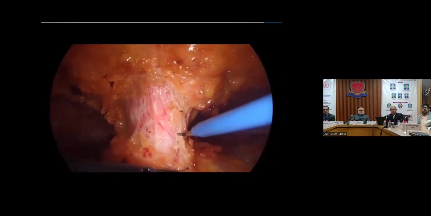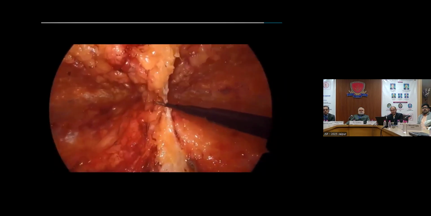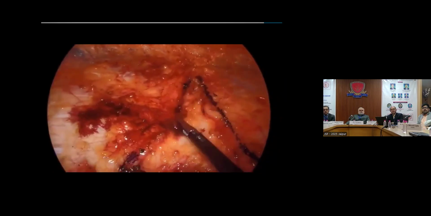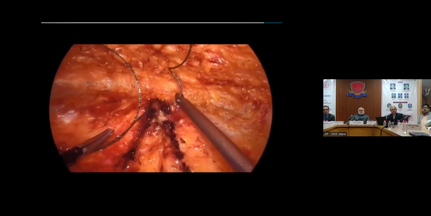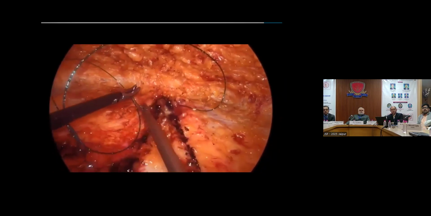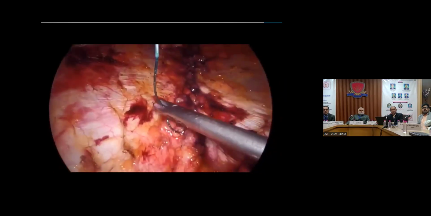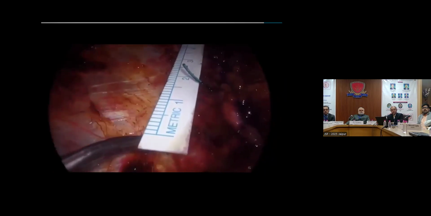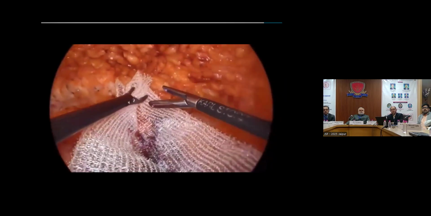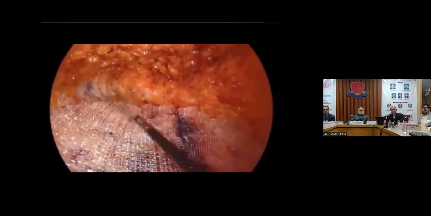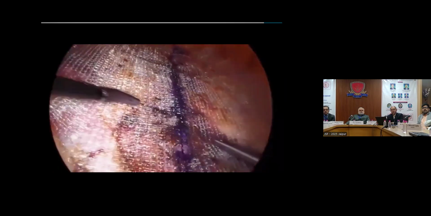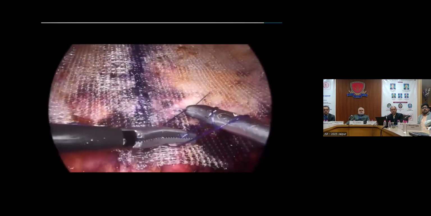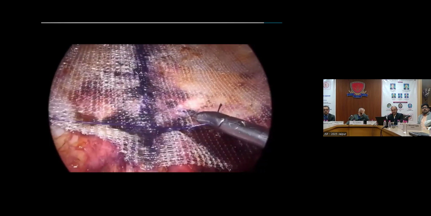Now this space is created and the hernia is being taken care of, wherein we are closing the defect of the hernia using a suture. We measure the mesh required for this defect, and now we are placing the mesh in an onlay fashion. So here the mesh is being placed on the muscles and the mesh is being fixed.